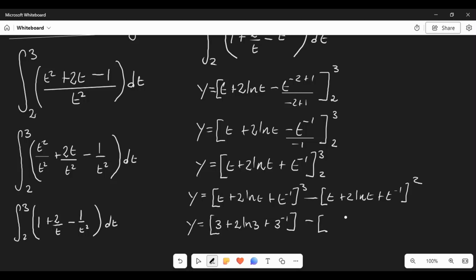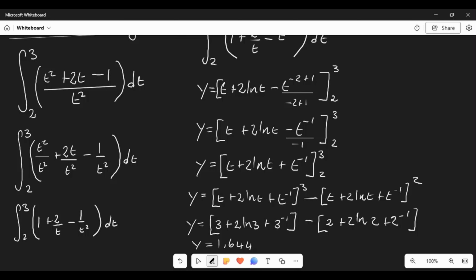And then we do the same thing on the second bracket. We substitute with the lower limit, which is 2, right? So it's going to be 2 plus 2 natural log 2 plus 2 to the power of -1, and that's it. From here, you put this on your calculator and then you get the answer. So our answer is going to be 1.644.